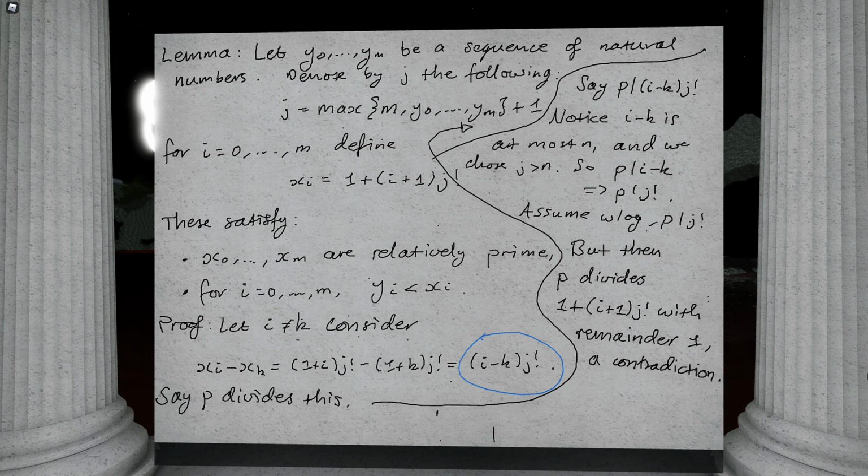That's a contradiction. Okay, and the second clause is very easy. We just need to show that yi is less than xi, but we have yi is less than j, which is obviously less than j factorial, which is less than xi. So that one's very easy to satisfy. Okay, and that's a proof. Cool. Let me move on to the next board.